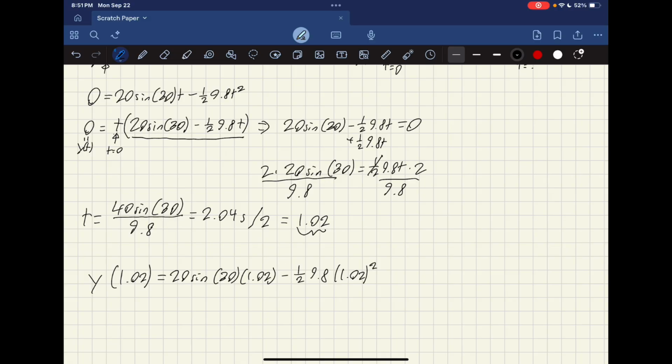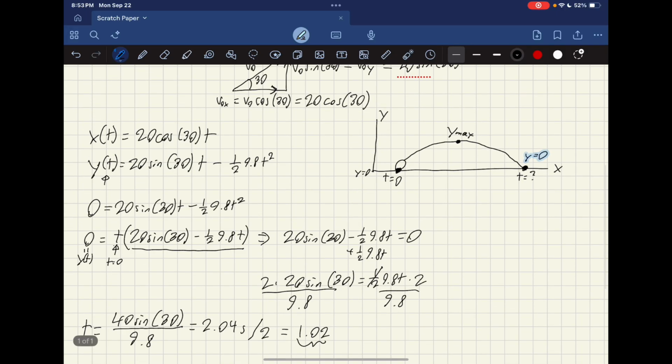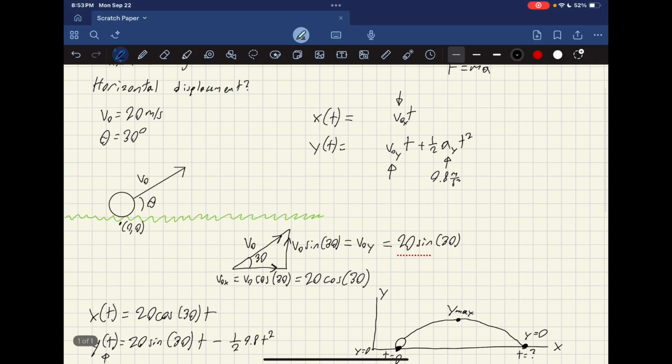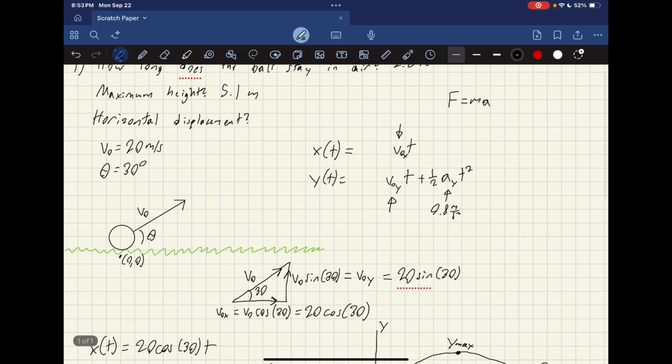This is just an equation you can plug into the calculator. So I'm going to plug that into the calculator real quick. So the value that I got is that y of 1.02 equals about 5.1 meters. Remember, our units are meters. V0 is meters per second. You always want to do your equations in meters. But we'll say that our maximum height is 5.1 meters.